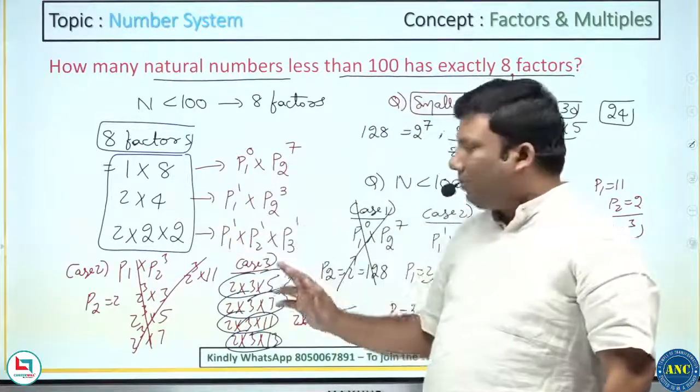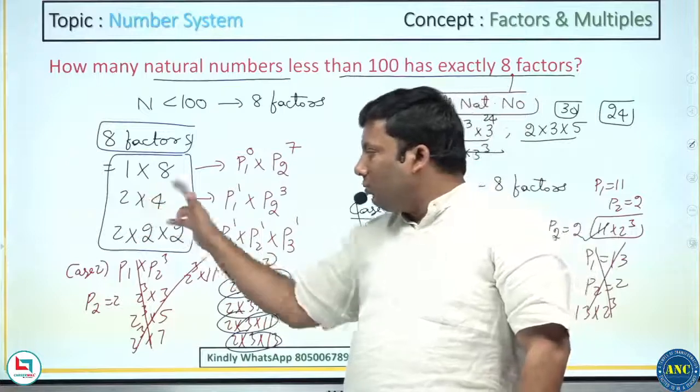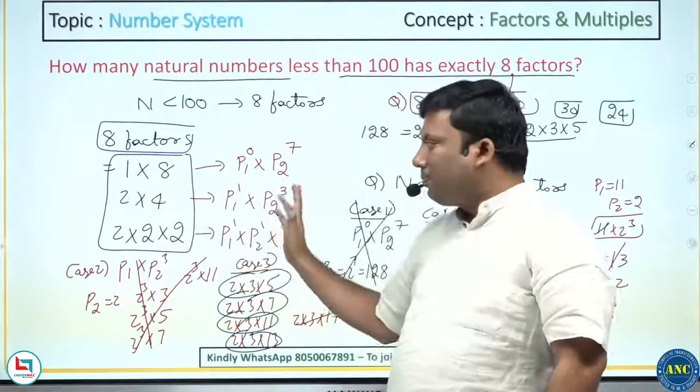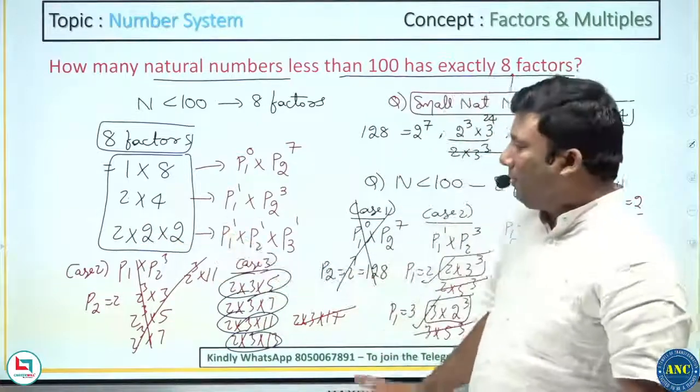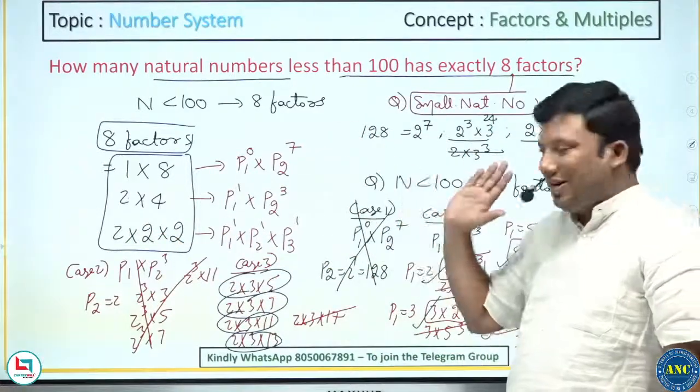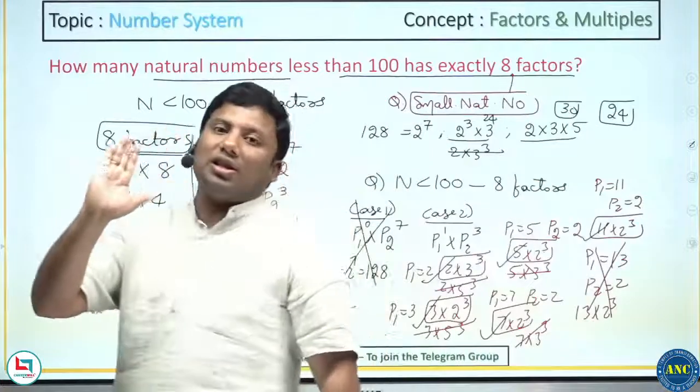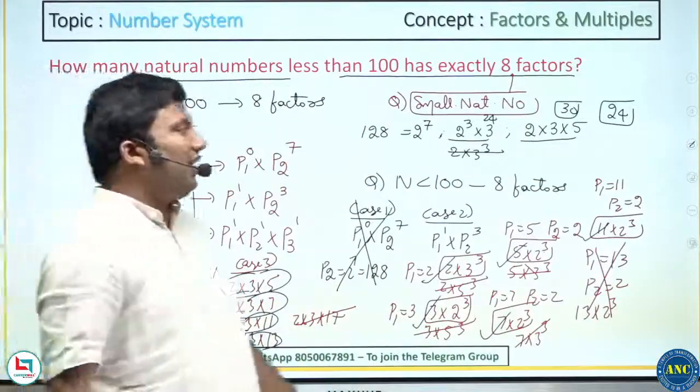8 is P2 power 7. 4 into 2 means P1 power 1, P2 power 3. And P1 power 1, P2 power 1 and P3 power 1. Then list all the cases. I hope how to solve this kind of questions is very, very clear to you.